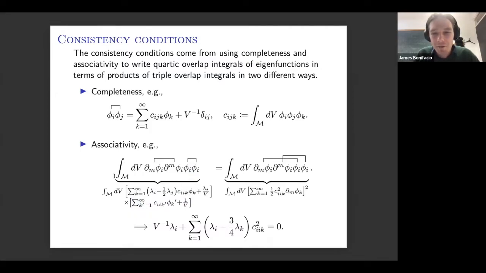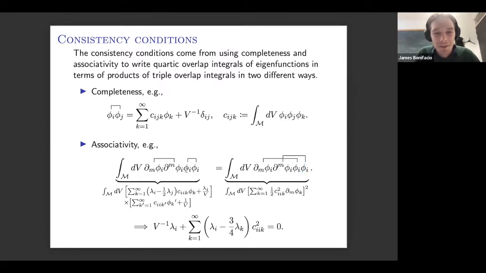Now, I could have alternatively decided to take the first term and the third term, and similarly use completeness to write them in terms of eigenfunctions. So that would give me the term in square brackets, and similarly for the second and fourth term. And again, I can use orthonormality to do the integral, and I'm left with an infinite sum over squares of these triple overlap integrals C.